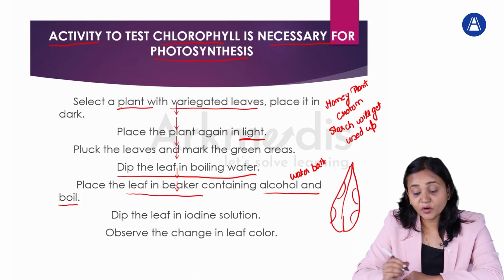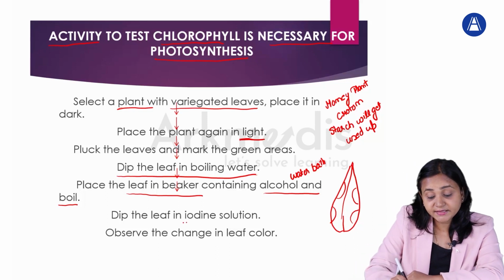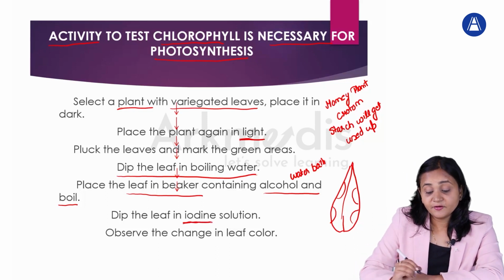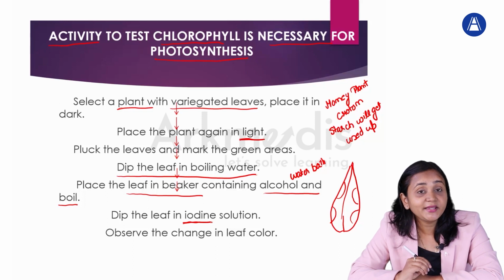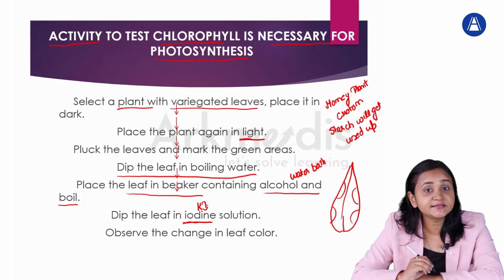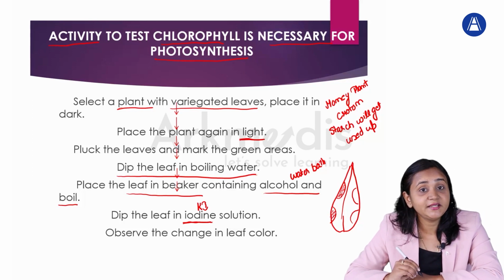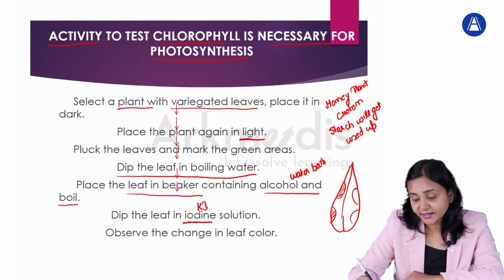Okay, after boiling it for 10 to 15 minutes, you have to perform the iodine test. For this iodine test, mainly potassium iodide solution is needed. Okay, suppose these are the green areas, I am marking them with checks, and the yellow areas of the leaf I am just keeping like that only.